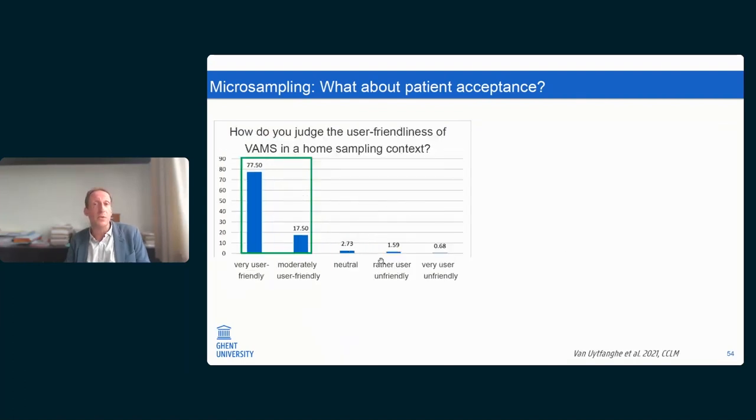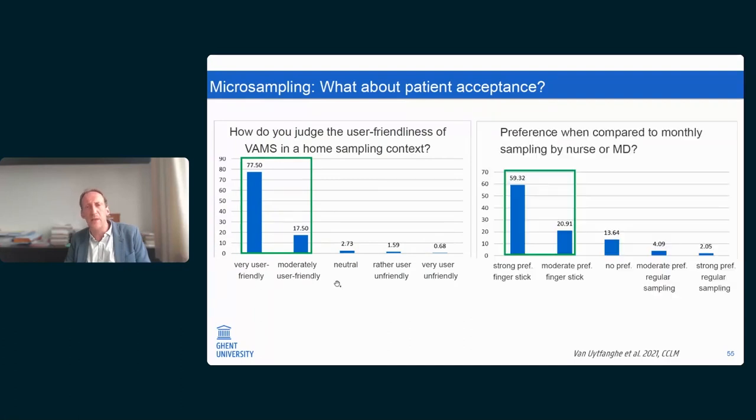User-friendliness, and this was in the context of volumetric absorptive microsampling, but other microsampling approaches may hold true for those as well. More than 95% actually considered this very or moderately user-friendly. And then even if we asked if the patients had a preference when compared to monthly sampling, for instance, by a nurse or by a medical doctor, over 80% really preferred the microsampling.